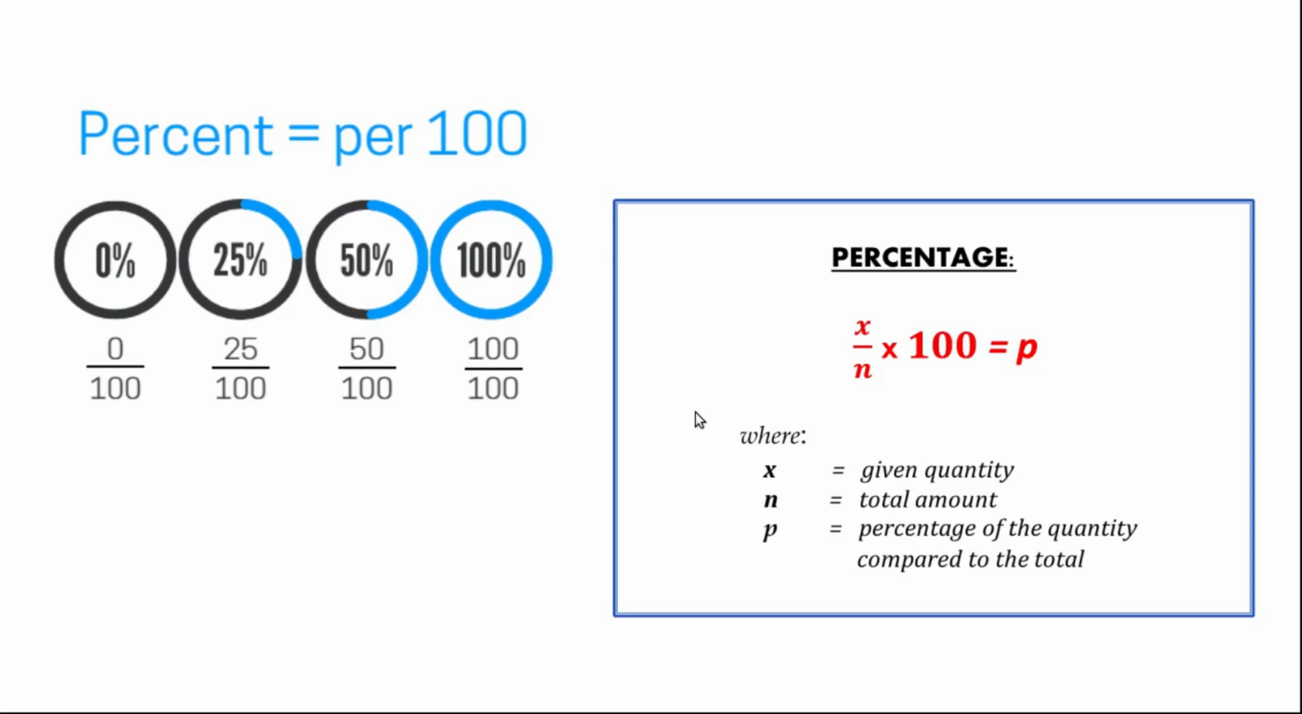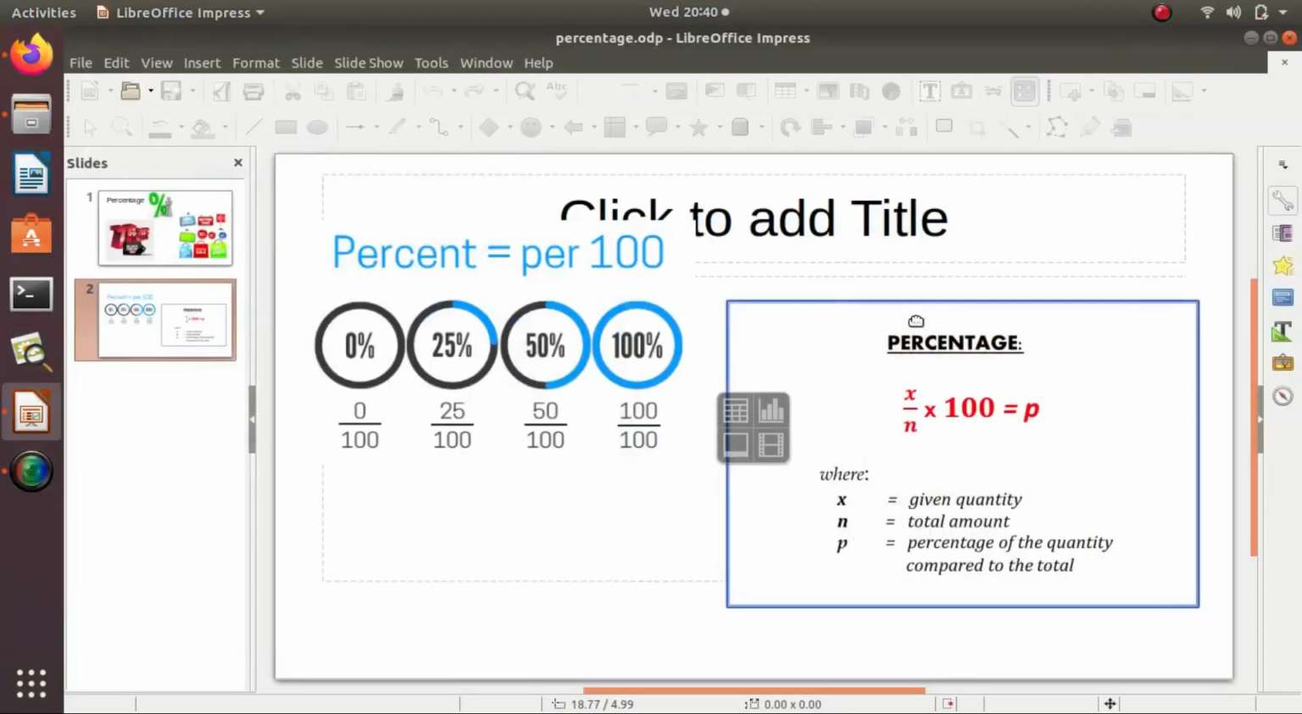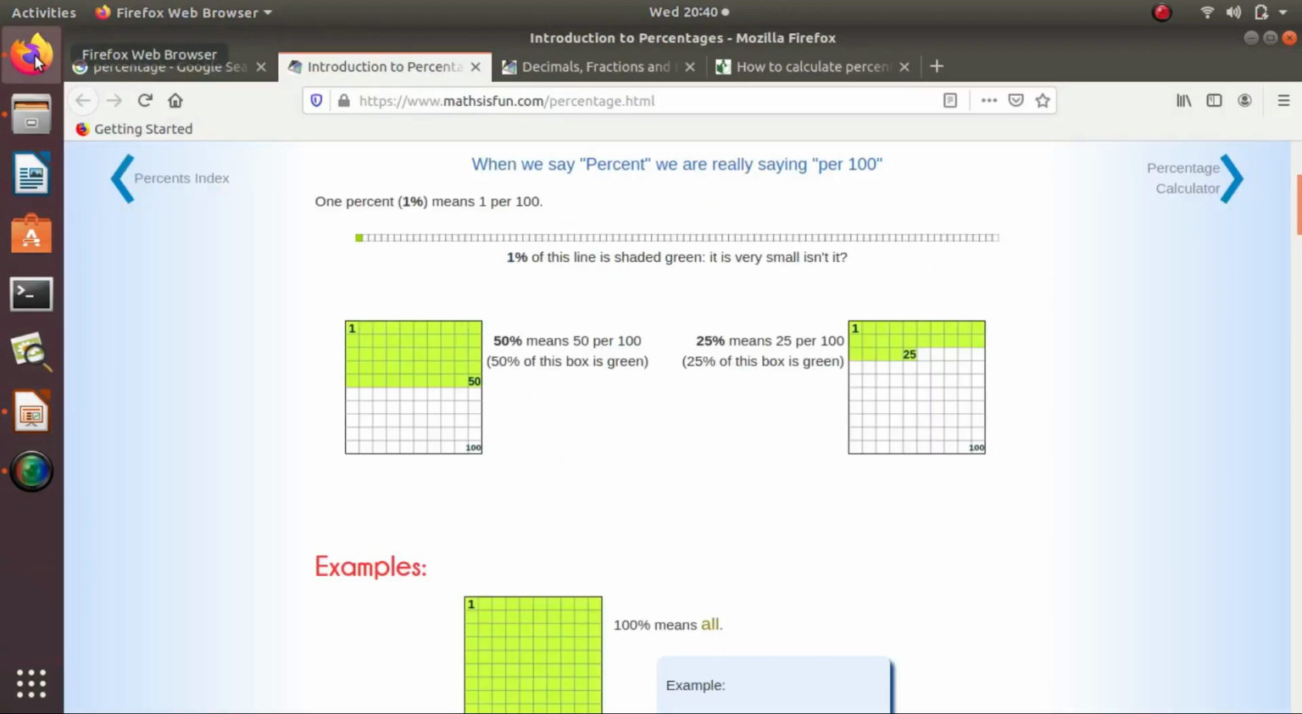So what exactly is percentage? Percentage means per 100, for every 100. So 0%, 0 per 100, 25%, 25 per 100, 50%, 50 by 100, and then 100%, 100 by 100. Before going to this formula, let me go through this one. See, percent is per 100, that is per every 100.